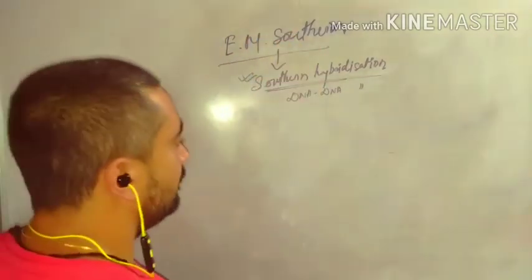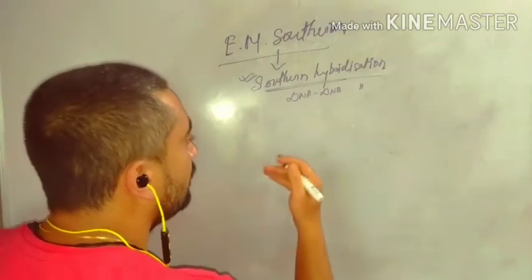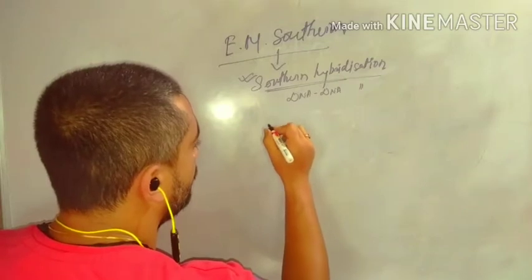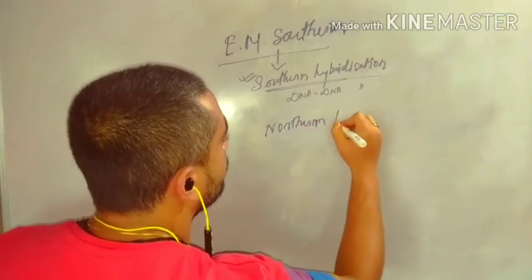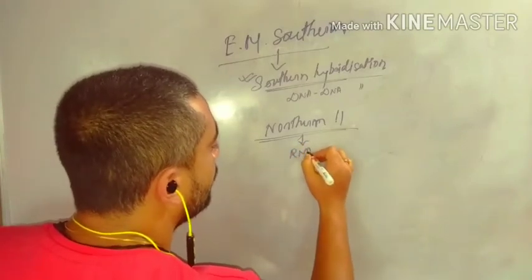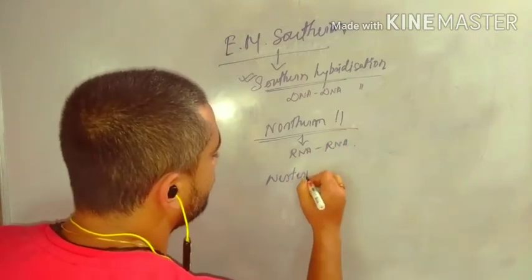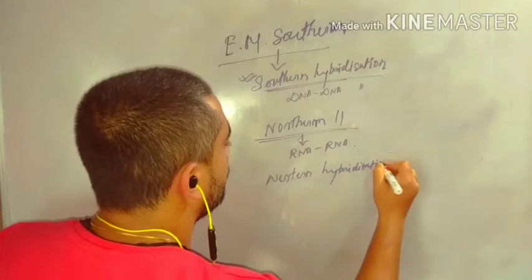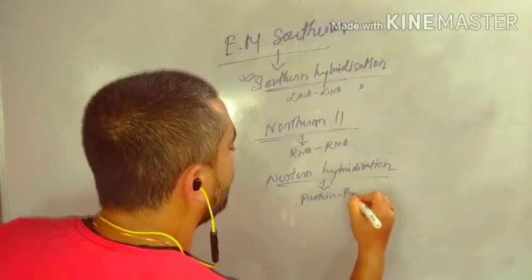Now after he discovered it, some other processes were also discovered or came forward, which are Northern hybridization, which actually does RNA hybridization, and Western blotting or Western hybridization, for protein hybridization.